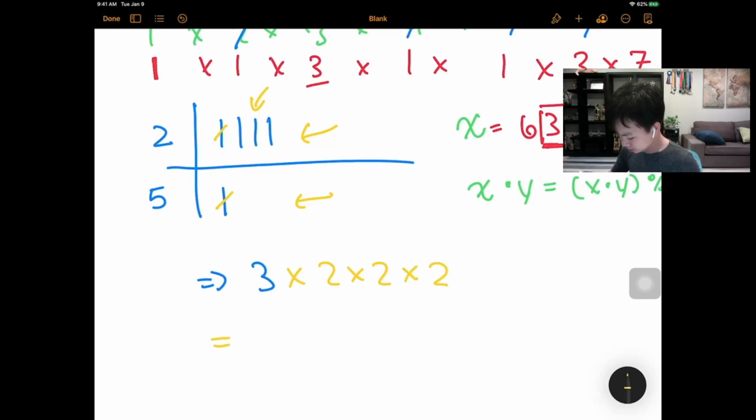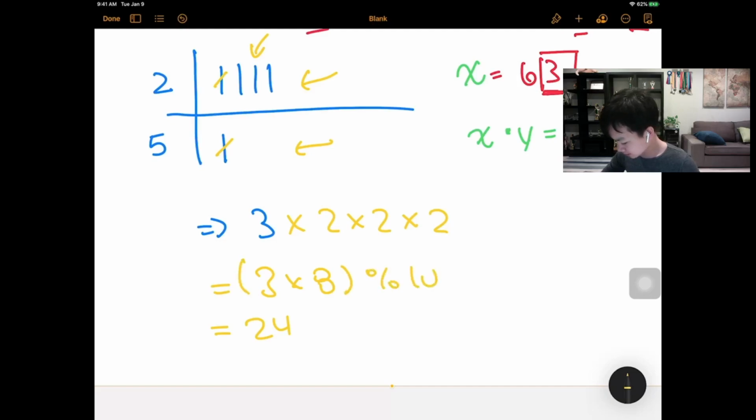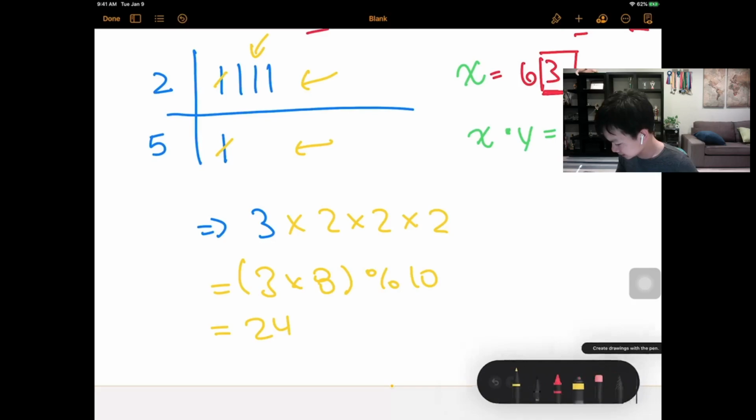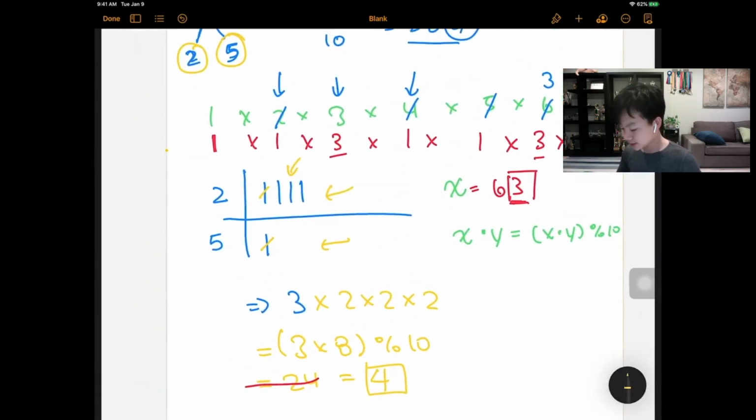This would be equal to 3 times 8, which would be 24. And then again, this would guarantee that the last digit of this number would be non-negative. So then, again, we just take this mod 10, and since you are modding it by 10, this would be equal to 4. Okay, so that's basically it.